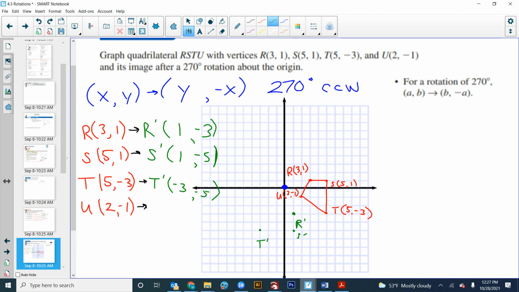And U prime. Jace, what do you think? Negative 1, negative 2. Good. Negative 1, negative 1, 2.